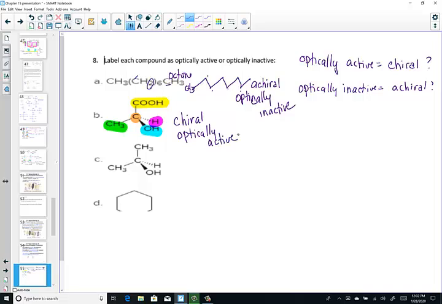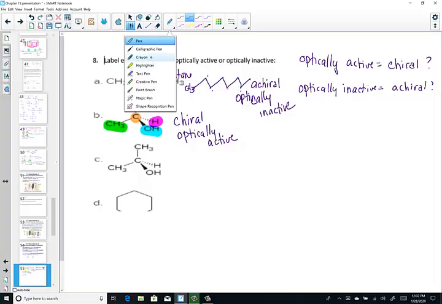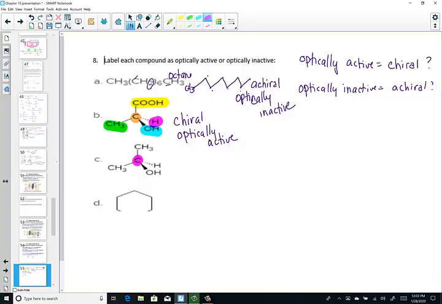What about letter C? Is it optically active or inactive? Well, with this direction, we look at the center and decide, does it meet the criteria of being chiral? I noticed 2 like groups. So therefore, it's not chiral, and therefore inactive.